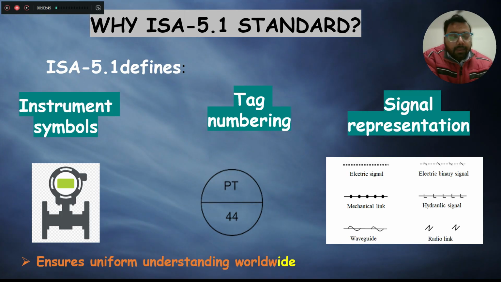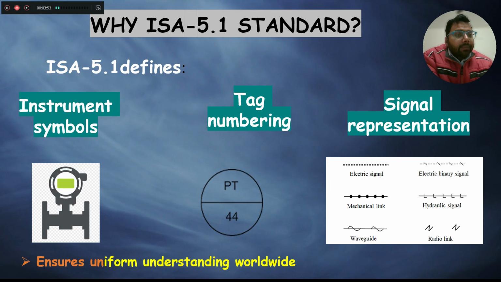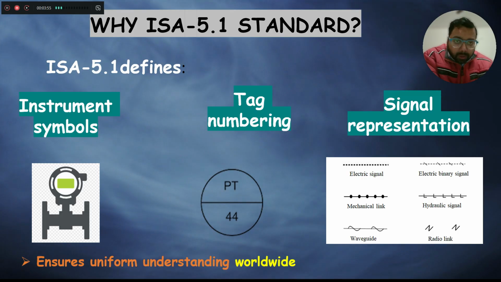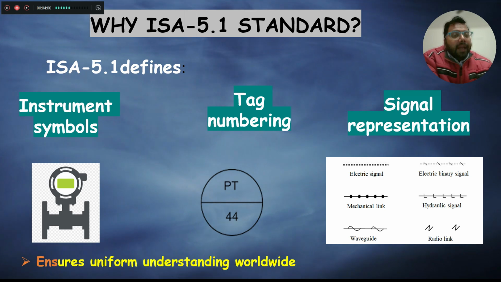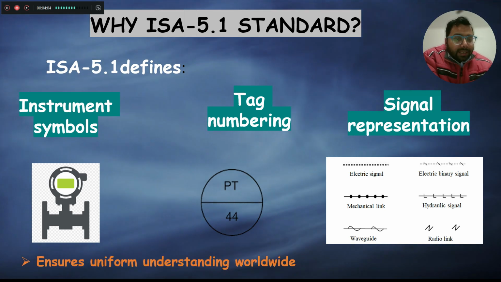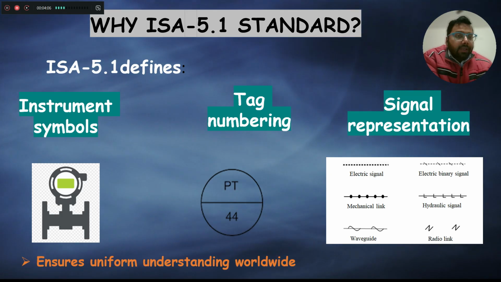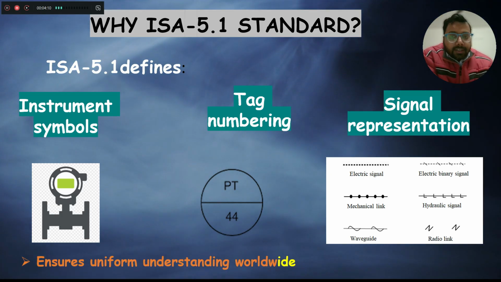That symbol remains the same. There is a proper standard of tag numbering of any tag, which also remains the same. So if you read a drawing here or anywhere, the tag numbering remains the same. And there is a standard of signal representation, what kind of signal it is, electrical, mechanical, waveguide, or whatever it is, and it also remains the same. That is why the ISA 5.1 standard is used.